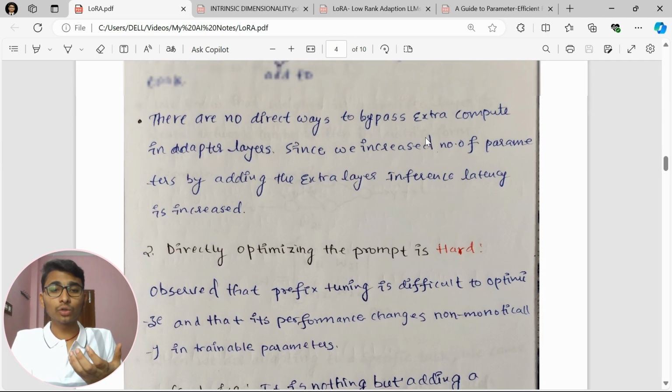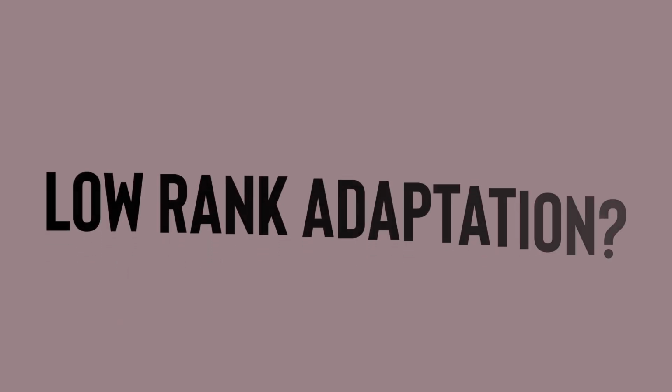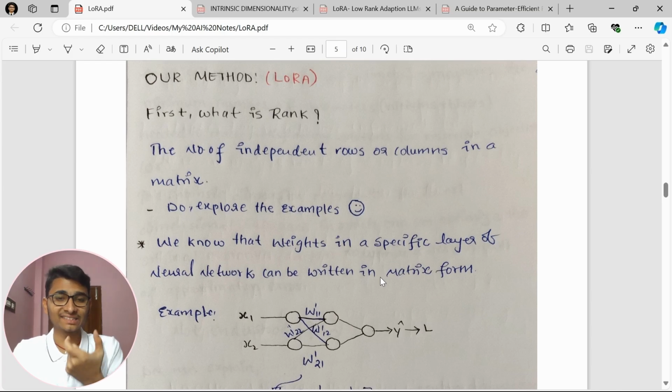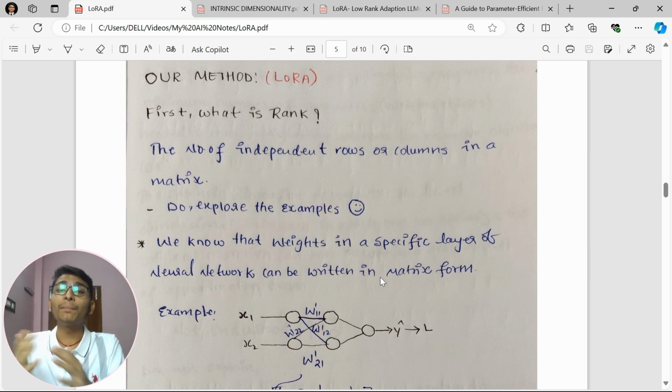Now let's get into our method, LoRA. Low rank adaptation. Low rank. What is rank? Rank is nothing but the number of independent rows or columns in a matrix. Now what are independent rows and columns? Please explore the videos on YouTube and come back to this video to understand what rank is. Now what is adaptation? In the context of large language models, adaptation is nothing but adapting, becoming an expert in some specific field, let us suppose.